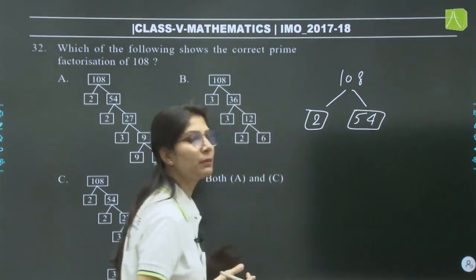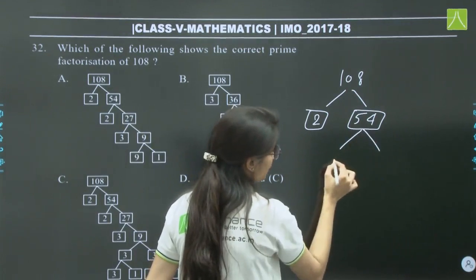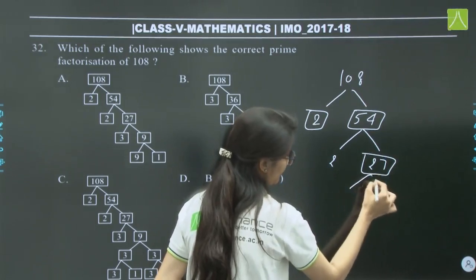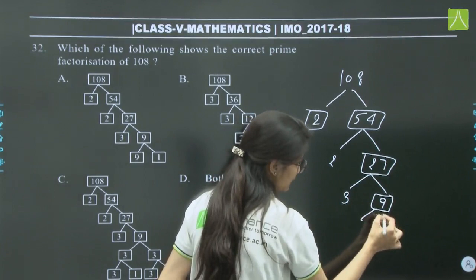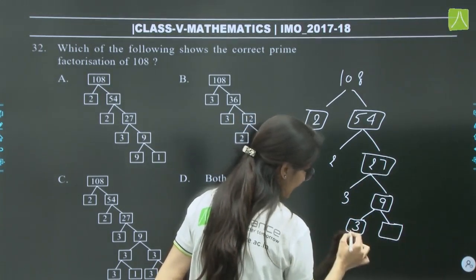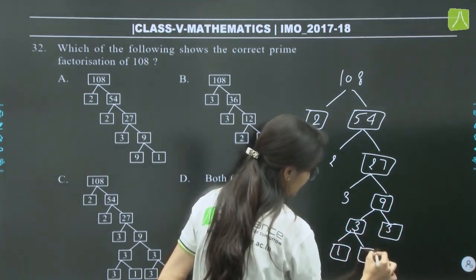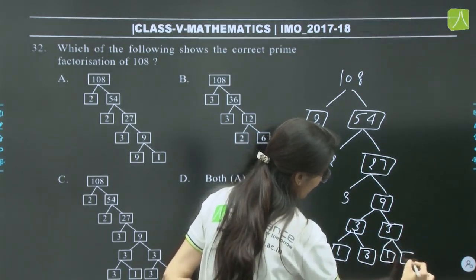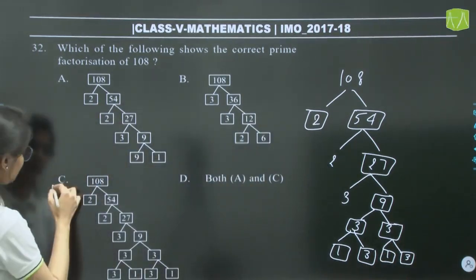Then this 2 is already a prime number, so we do not need to break it. This 54 we are going to break. So this will be 2 multiplied by 27, and now again you can break this 27 as 3 multiplied by 9. Then again we can break this 9 as 3 multiplied by 3, and this 3 is a prime number, but we can write this 3 as 1 and 3. So this will be the prime factorization of 108, and now you can check the options. So option C is the right answer.